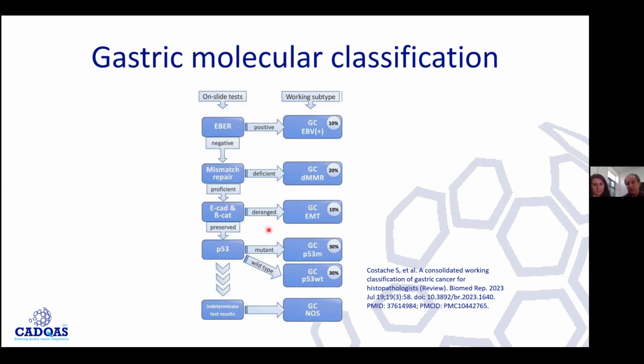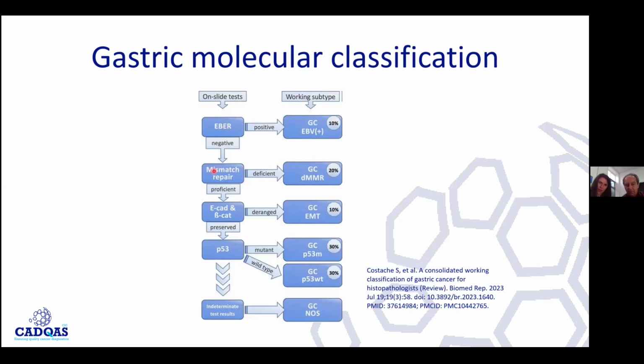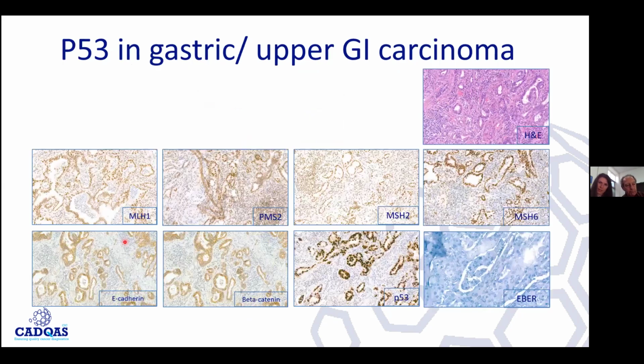It seems to be a good surrogate marker, to stop you doing whole exome sequencing to understand whether there is chromosomal instability or not. And this is reproducible in a number of tumors. So more and more, the use of P53 will become a part of the genomic, molecular classification.